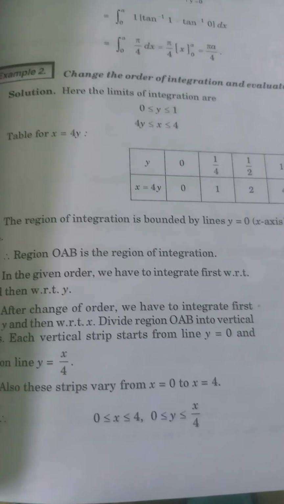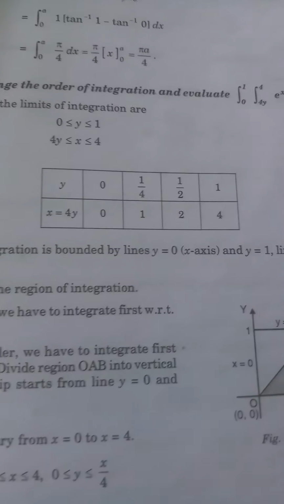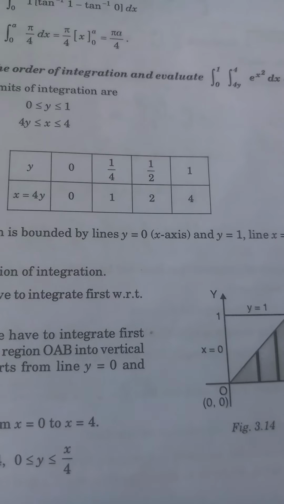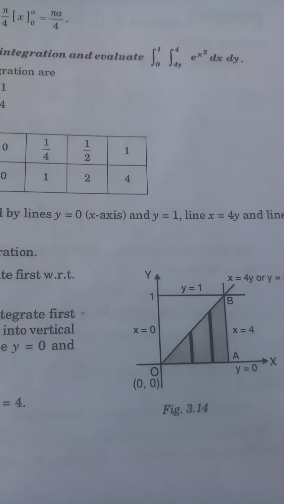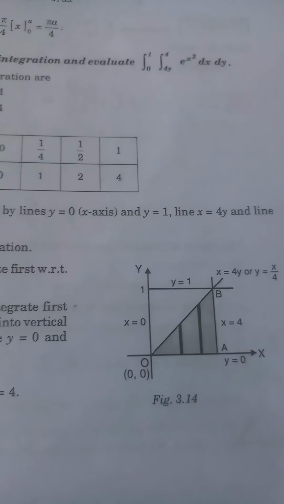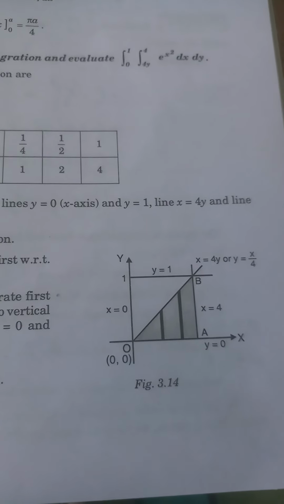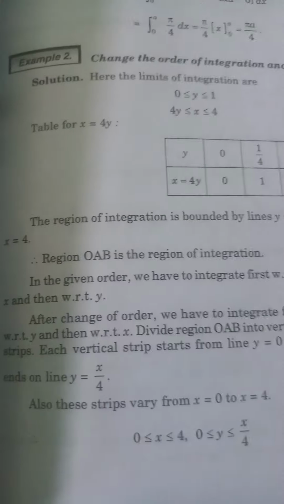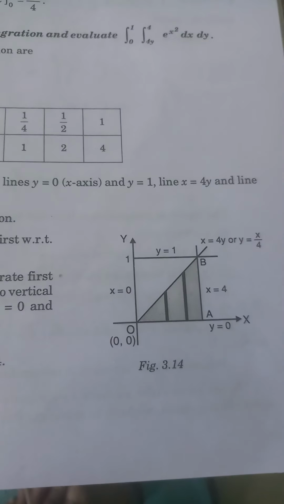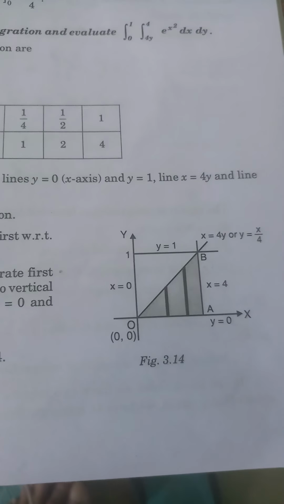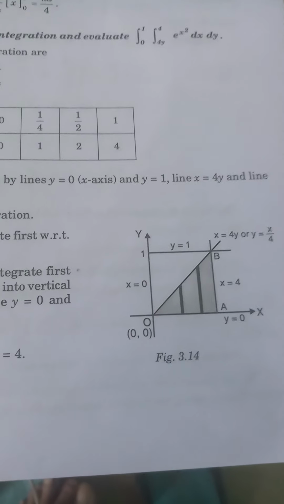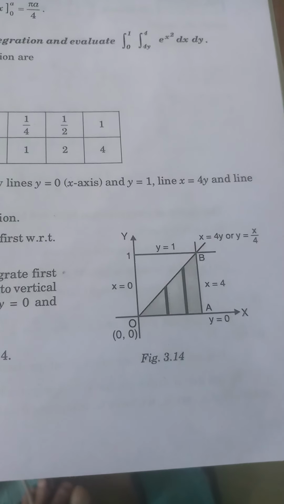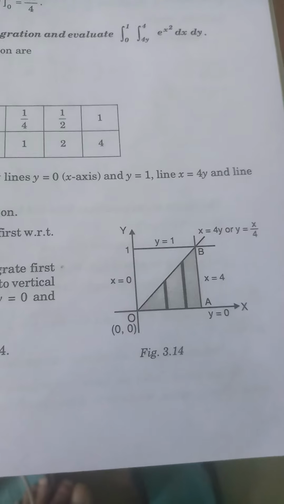Region OAB. The region of integration is bounded by the lines y = 0, the x-axis, y = 1, the line x = 4y, and the lines x = 0, x = 4. OAB: y = 0, y = x by 4, x = 0, x = 4.